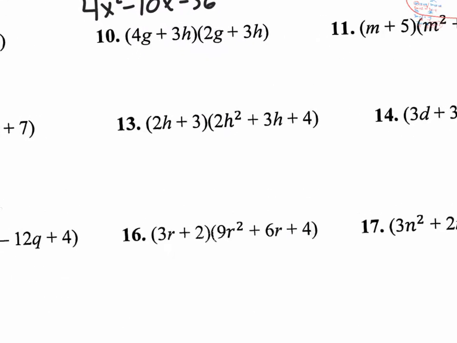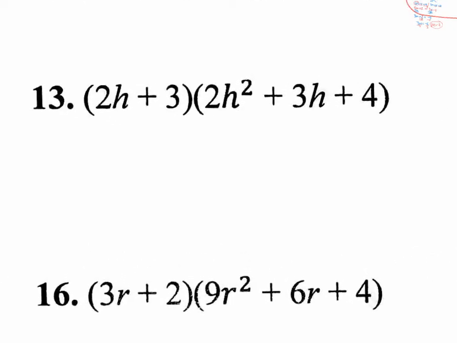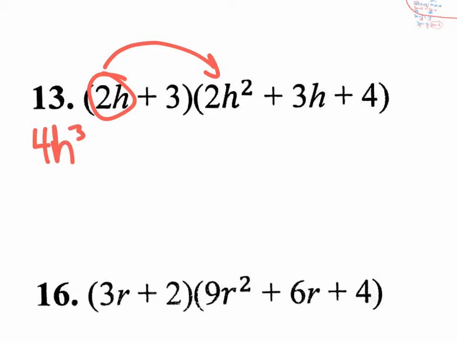So let's do number 13 here, okay? I want to distribute the 2h first. 2h times 2h squared, what is that? 4h to the third. And then 2h times 3h, positive 6h squared. Now make sure that you put this plus sign right here, guys. If you don't, it's going to look weird with nothing between it. It really is a positive, because a positive times a positive is a positive. As a matter of fact, all these are going to be positive because everything's positive on both of these parentheses.